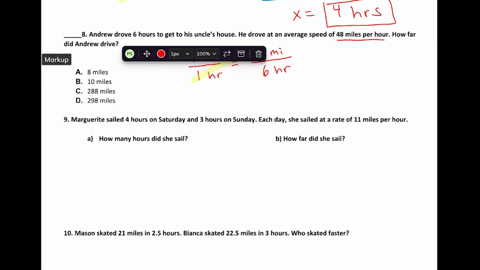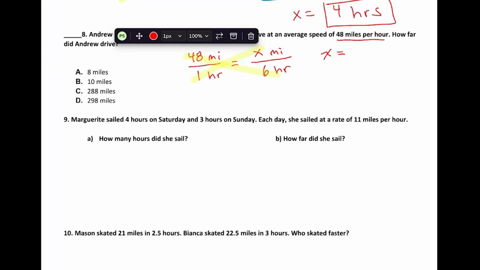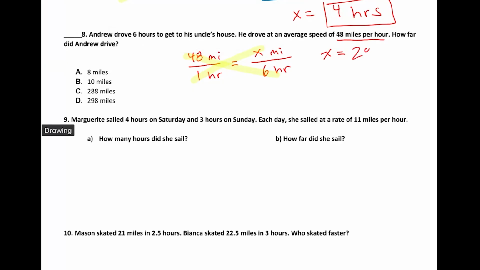1 times x is just x. Gotta love it when that happens. That means you're not gonna have to solve anything. 48 times 6 is 288. So that's it. There's really nothing to solve there. It's just 288 miles.